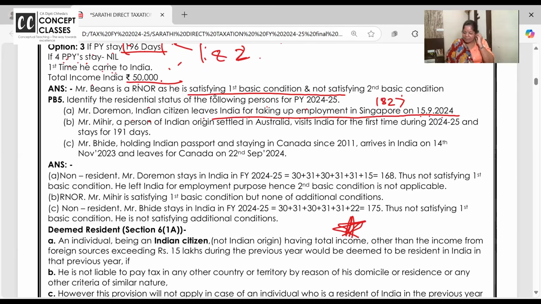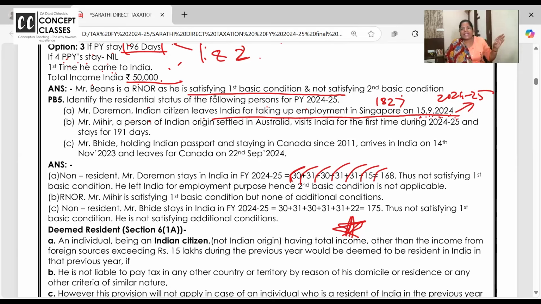He left in September, in 2024. So April has 30 days. Are you all with me? Yes, ma'am. April to September 24. In 24-25, how many days were you in India? So April, 30 days you were in India. May 31, June 30, July 31, August 31, and the day you left India, 15, we will count that also. You were in India for 168 days.